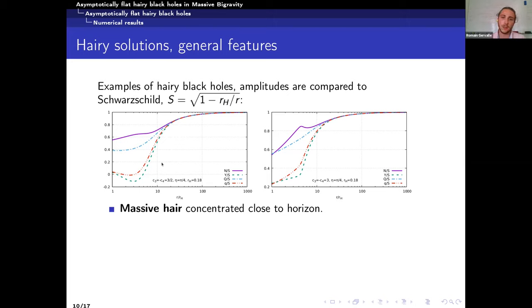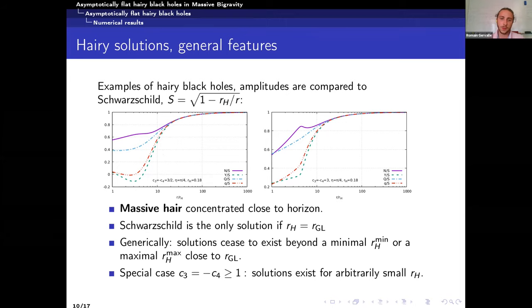So our solution is not Schwarzschild, it's hairy solutions. But asymptotically, the ratio tends to 1 and the metric tends to flat spacetime. So we have our massive hair concentrated close to the horizon. We see also that Schwarzschild is the only solution if RH is equal to RGL. And then generically, the solution ceases to exist beyond a minimal RH min, or a maximal RH max, which are close to RGL. But there is a special case: when C3 and minus C4 are greater than 1, then the solutions exist for arbitrarily small RH.